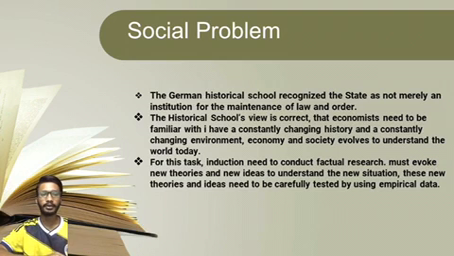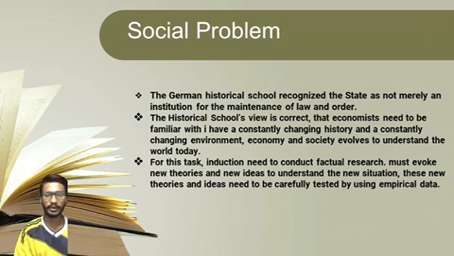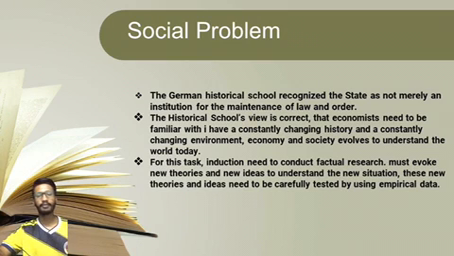In terms of social problems, the German historical school recognizes the state as not merely an institution for the maintenance of law and order. The German historical school view is correct that economists need to be familiar with a constantly changing history and a constantly changing environment. Economy and society evolve to understand the world today.